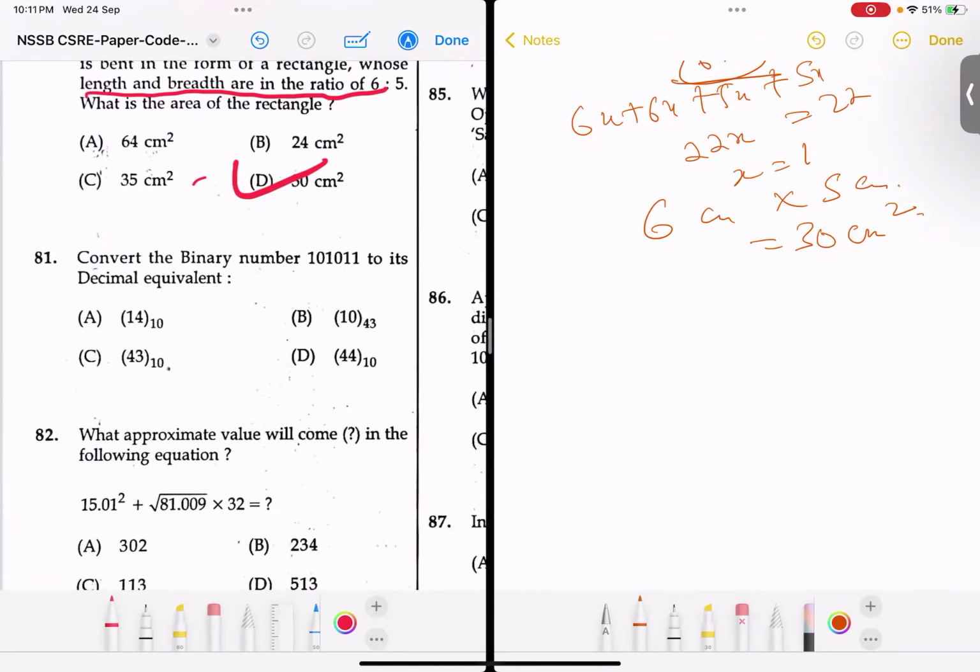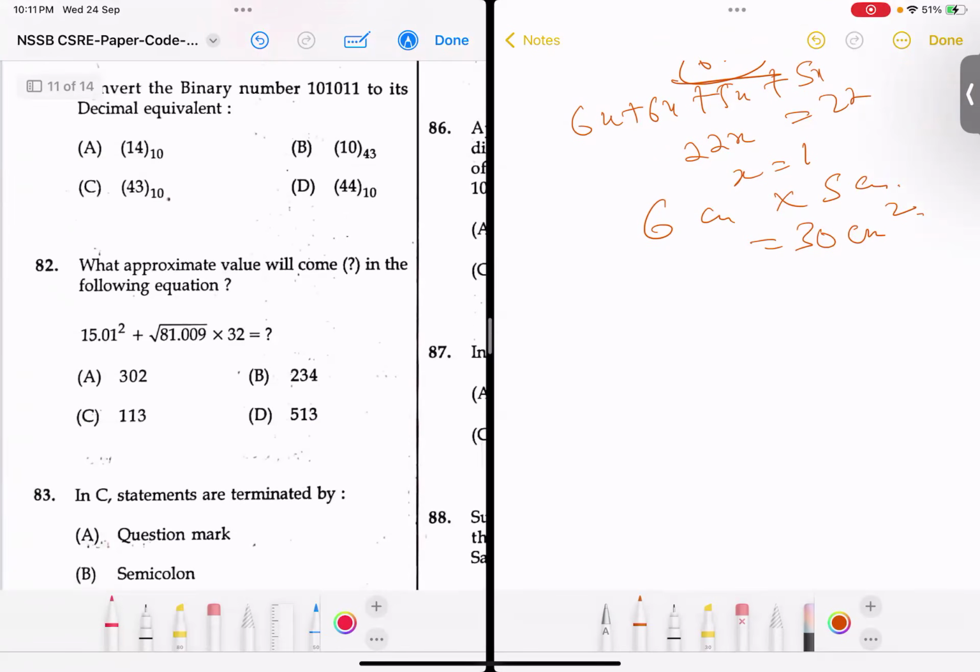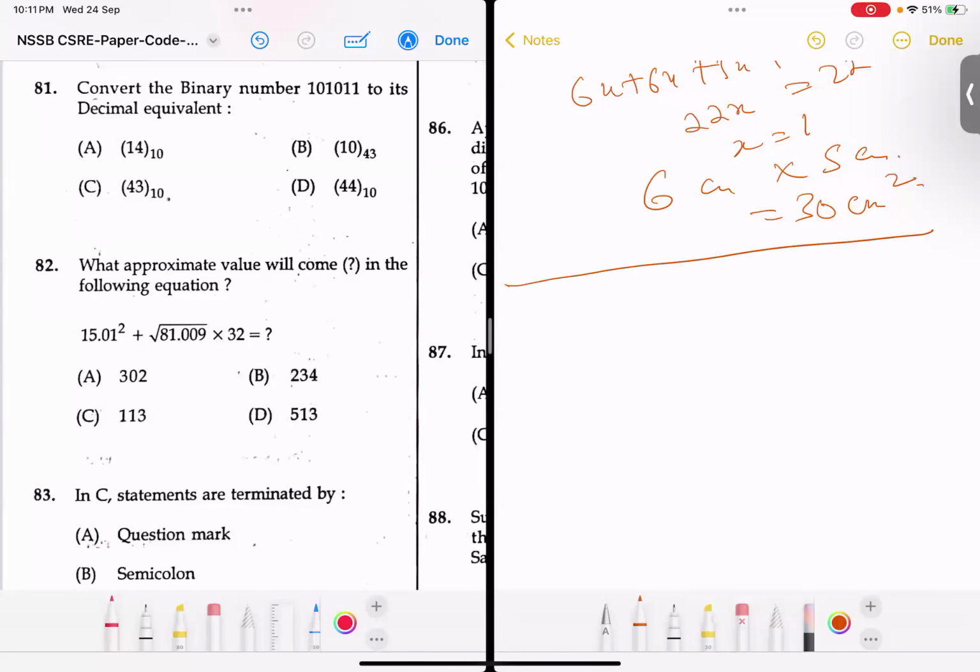Now let's come to question number 82. What approximate value will come in the following equation? Now, we have here 15.01 whole square plus root over 81.009 into 32 is equal to.